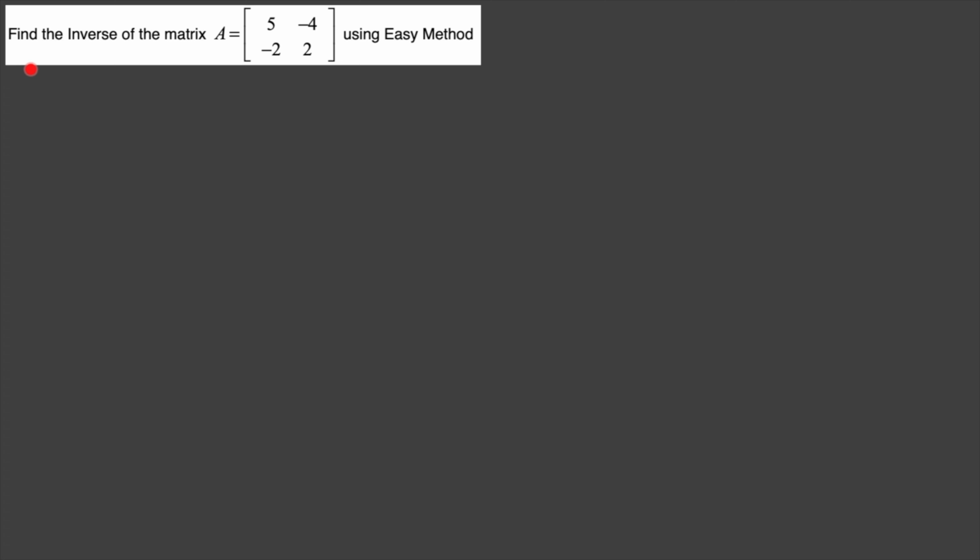Hey Kooks, this question says, find the inverse of the matrix A equals 5, negative 4, negative 2, 2, using the easy method. So we are asked to find the inverse of a 2 by 2 matrix using the easy method. There's also another method, I call it the hard method, which we'll talk about in a later example.